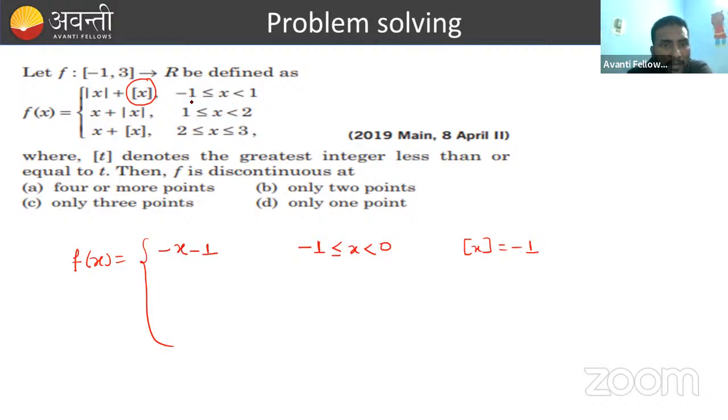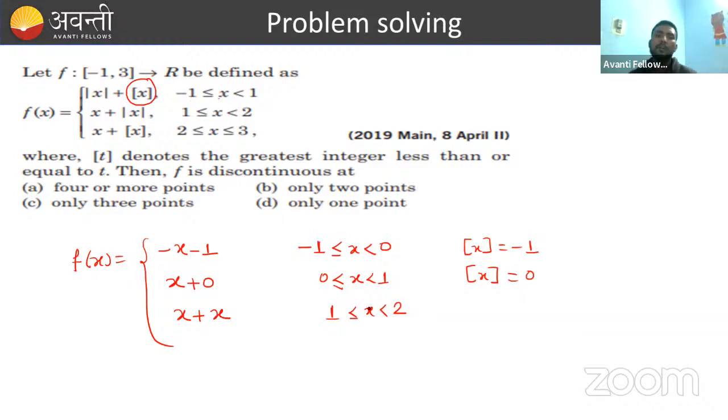Then we have taken from -1 to 0, so I have to take again from 0 to 1. If I take 0 to 1, what is the greatest integer function value? It is 0, and since x is positive, mod will open with positive only, so I will write x plus 0. Now if I take 1 to 2, what is the function? x plus mod x. I will simply write x plus x, because from 1 to 2 x is positive, so mod opens with x only.